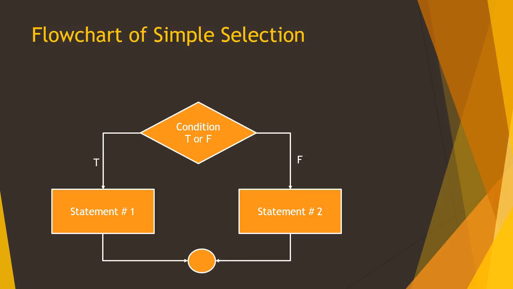This is the flowchart of a simple selection statement. If the condition is true, then we will execute statement number 1. And if the condition is false, then we will execute statement number 2.